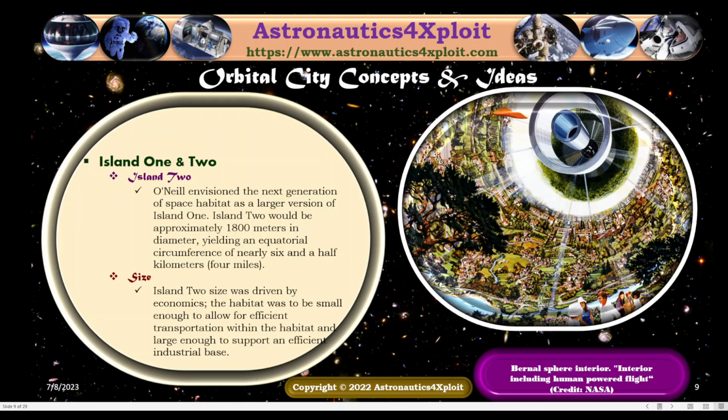Island 2 was envisioned as the next generation of space habitat, a larger version of Island 1. Island 2 will be approximately 1,800 meters in diameter, yielding an equatorial circumference of nearly 6.5 kilometers. Island 2's size was driven by economics. The habitat was to be small enough to allow for efficient transportation within the habitat and large enough to support an efficient industry base. A Bernal sphere interior is shown in this picture.